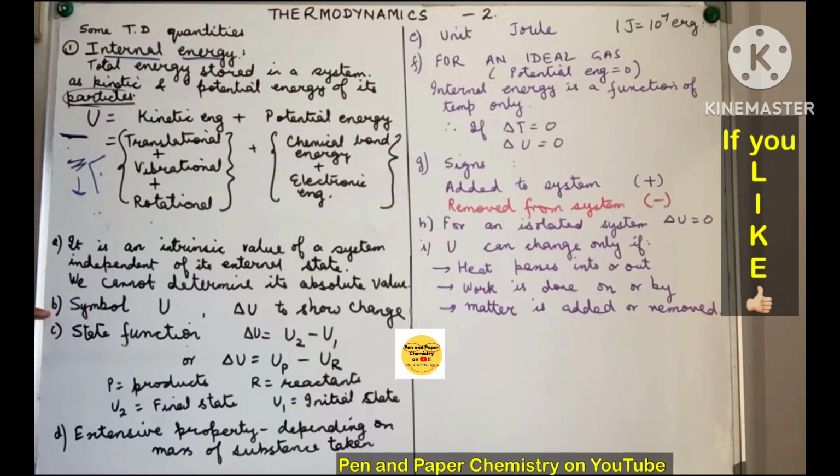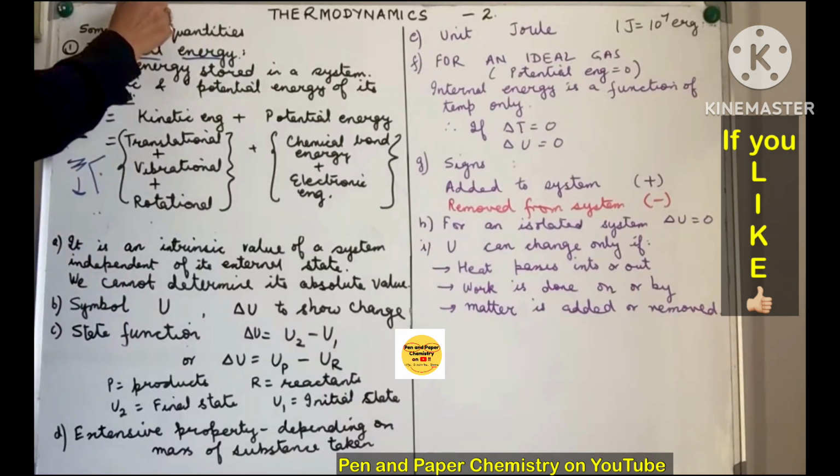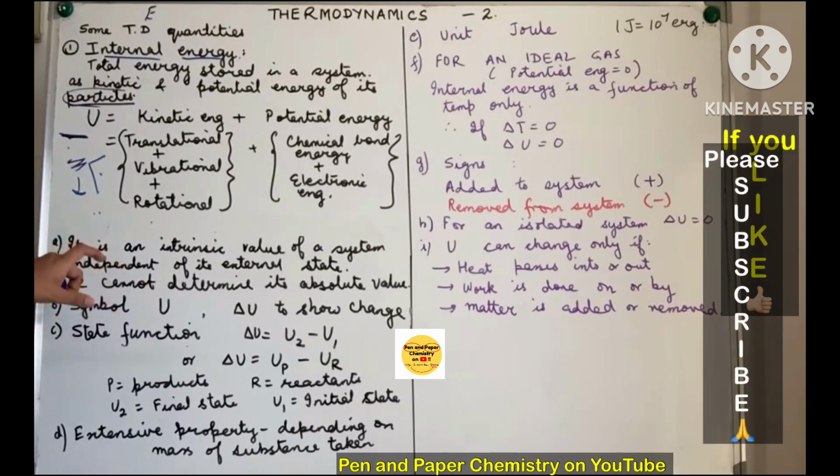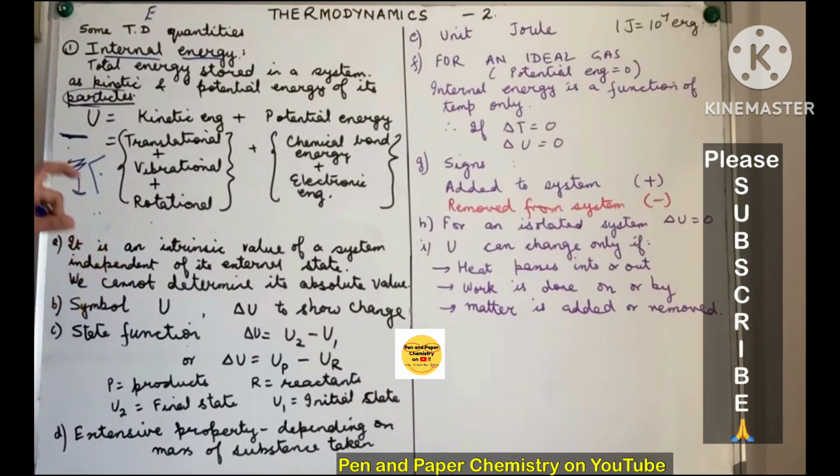The symbol for internal energy is U, although in some books and some places you will also find the symbol E. Please do not get confused. Do not worry about it. Most of the places use U. The IUPAC system says U, but many of the books still continue to use E.